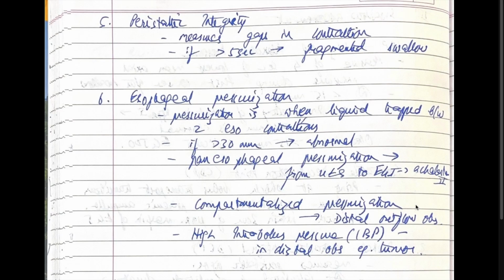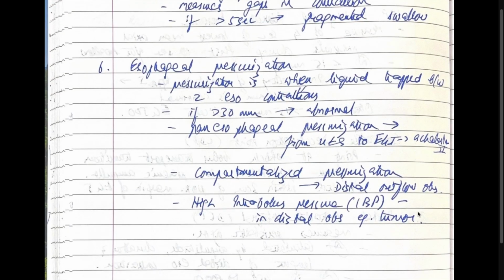Peristaltic integrity. This measures gaps in contraction. And if it is more than 5 seconds, we call it a fragmented swallow. And then there is esophageal pressurization. Pressurization is when liquid is trapped between two esophageal contractions. If more than 30 millimeters, it's abnormal.